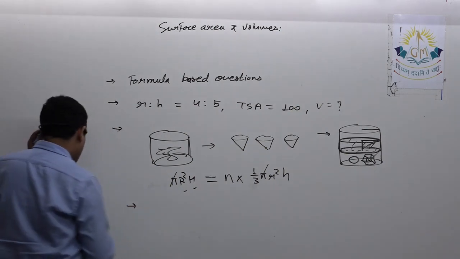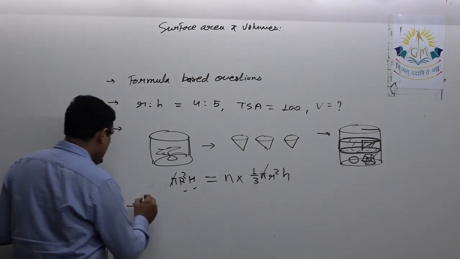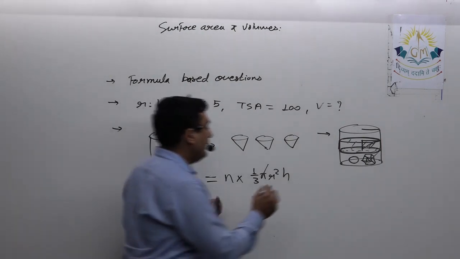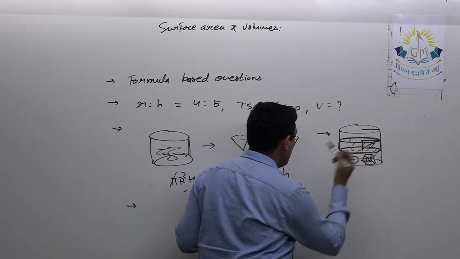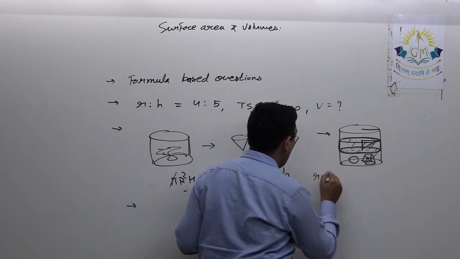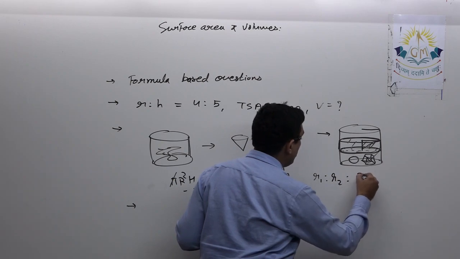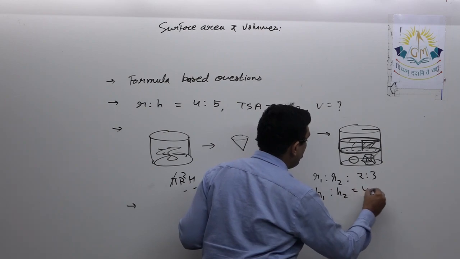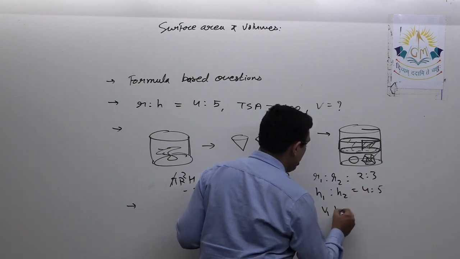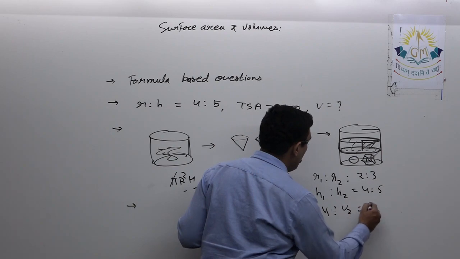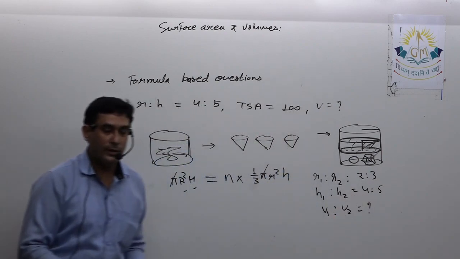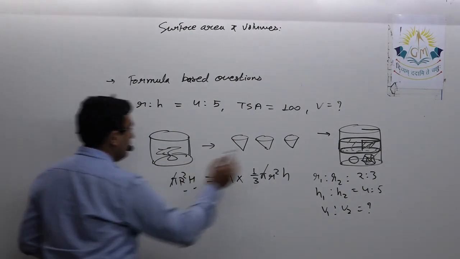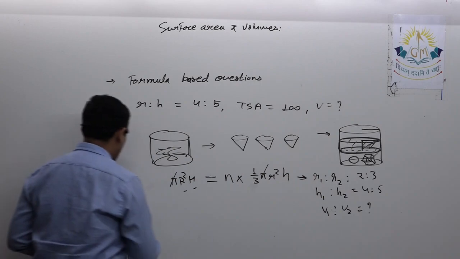Okay, the next type of question is that they will ask you to find the ratio. For example, it will be given that two cones are there, their radii are in the ratio 2 is to 3, and their heights are in the ratio 4 is to 5. Find the ratio of their volumes, or find the ratio of their total surface area, or find the ratio of their curved surface area. So this was the fourth type, and this is the fifth type of question.